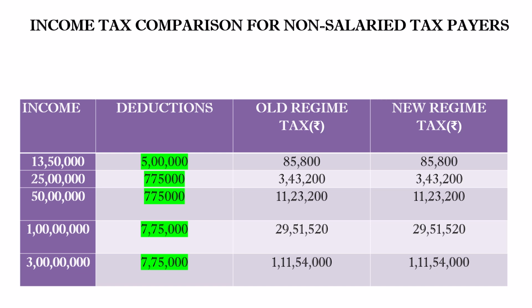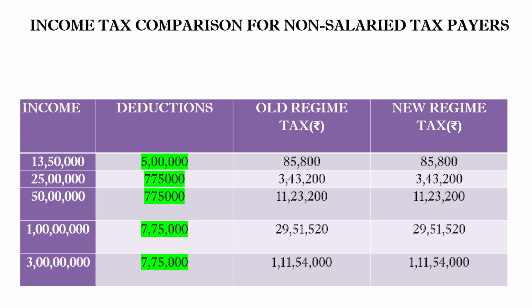If your income is 1 crore with deductions of 7 lakh 75,000, the tax liability comes to 29 lakhs 51,520. And if your income is 3 crores with a deduction of 7 lakh 75,000, your tax liability comes to 1 crore 11 lakhs 54,000 under both regimes.